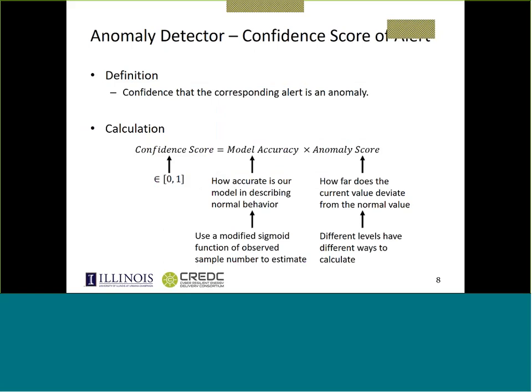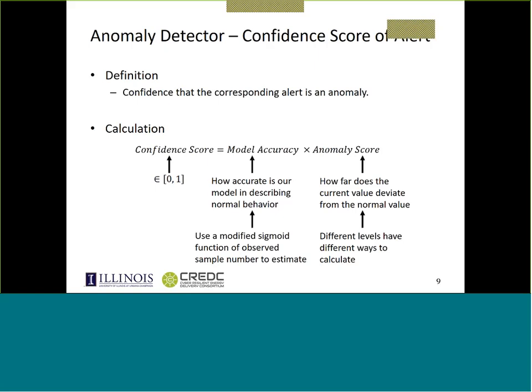Before I describe the design of each processor in more detail, I will first briefly introduce a concept named confidence score in our work. Basically, we give a confidence score to each of the alerts we generate, and we define the confidence score to be the confidence that the corresponding alert is actually an anomaly. The score is between 0 and 1, and it can be calculated as the product of two parts. The first part is the model accuracy, and the second part is the anomaly score.